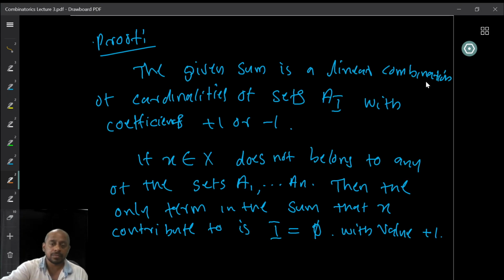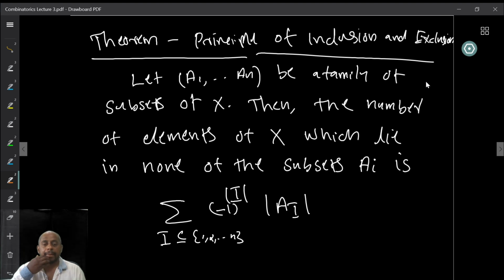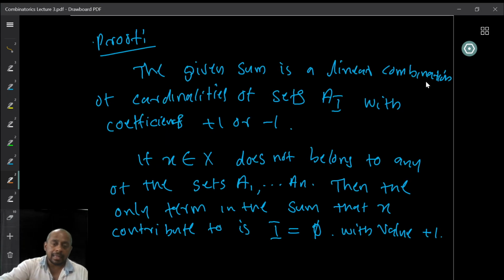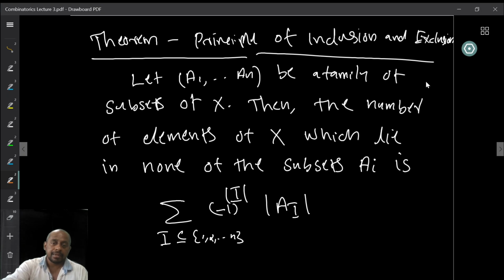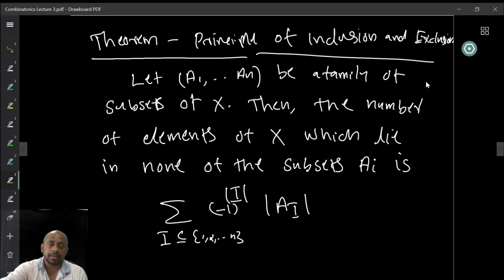So here is the proof. How are we going to prove this? We are going to prove this by counting the elements in the set X which are not part of the A_i's, and see what their contributions are to the sum that we are looking at here. So we have a sum here, right? So take every element of X and see what its contribution is.